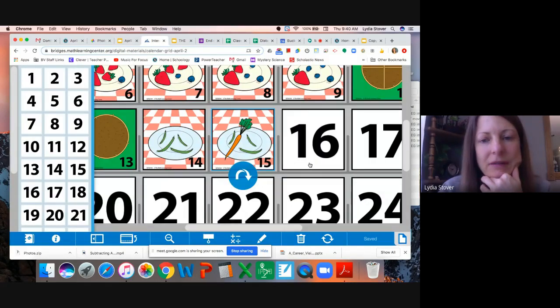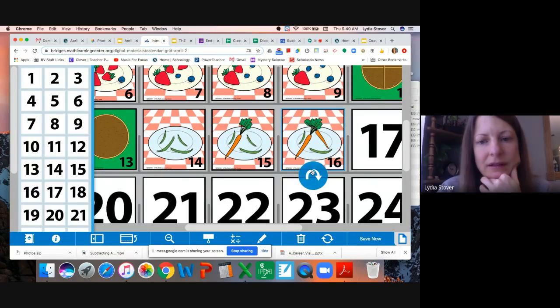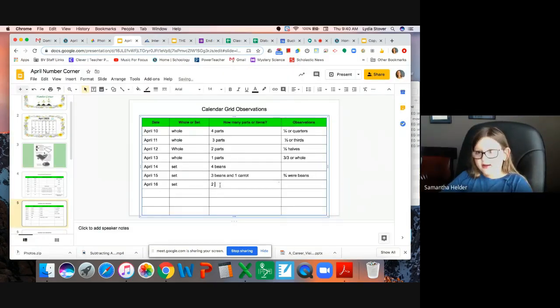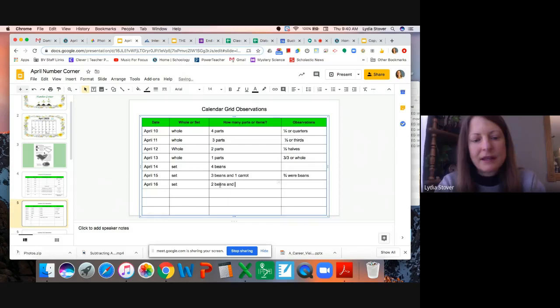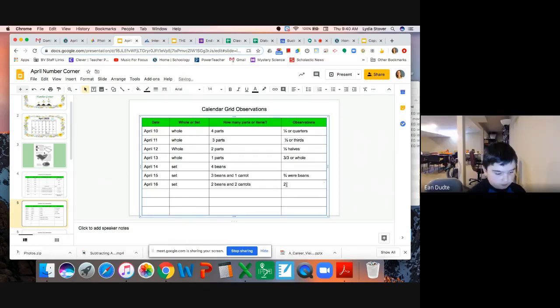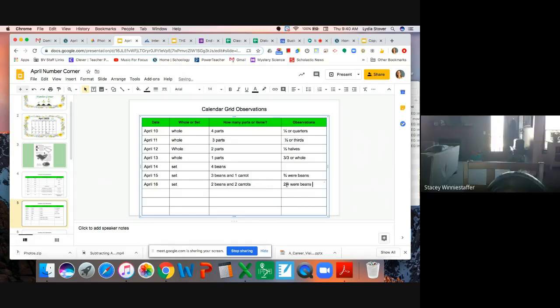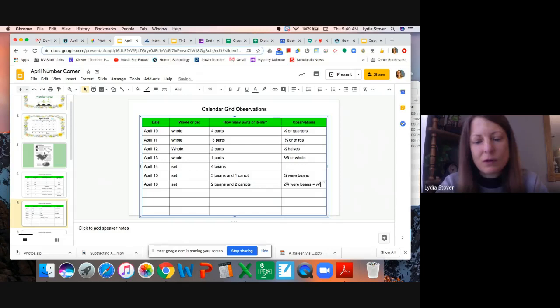I bet you can make even a better prediction of what we're going to see here on the 16th. Did you predict what I predicted? No. 2 carrots, 2 beans. You should be seeing a pattern. 2 beans and 2 carrots. So that means 2 out of the 4 were beans. And you know that equals 1/2. Oops. 1 out of 2.